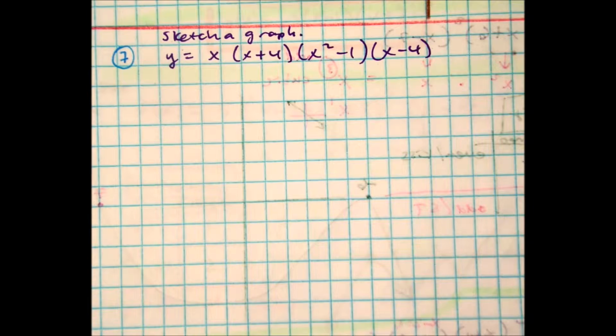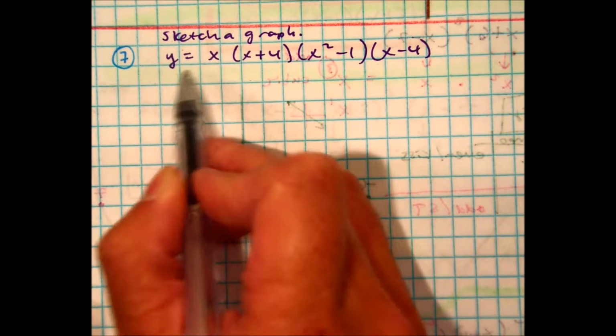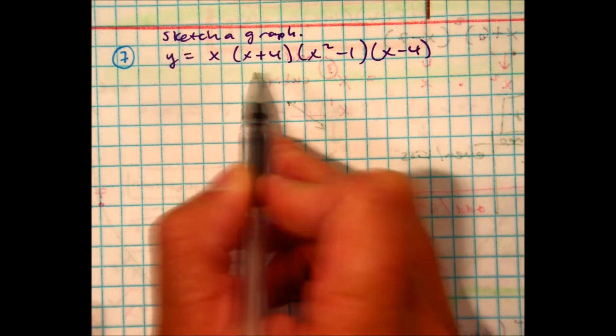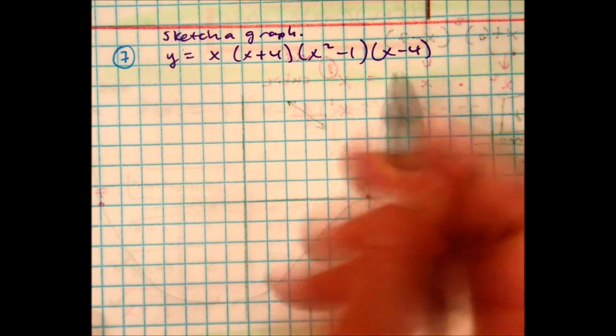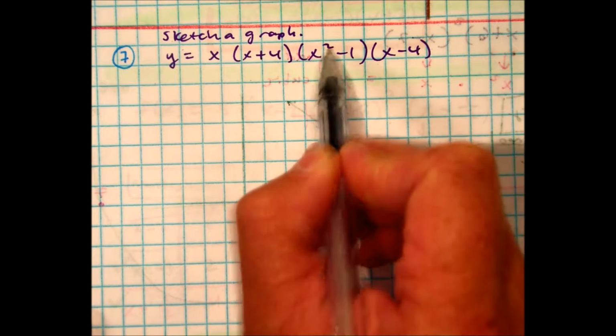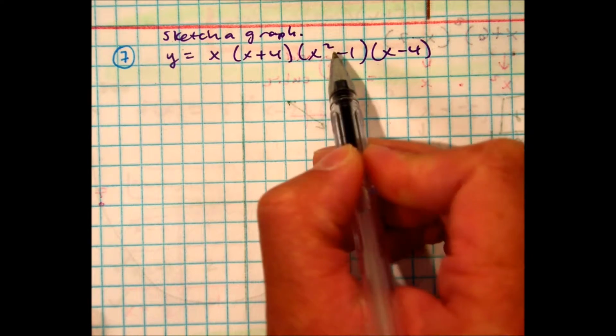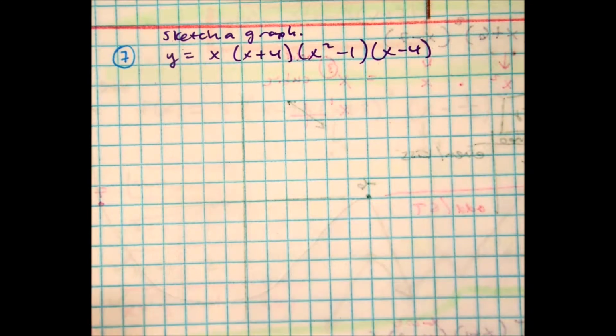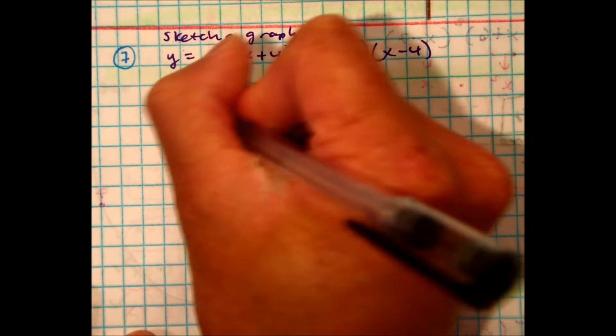Alright, so if you look at this problem, it tells us sketch a graph of y equals x times (x plus 4)(x squared minus 1)(x minus 4). Something you should pay attention to here is that the exponent is on the inside. We went over the steps yesterday. Number 1, is it factored? Well, this part is not factored.